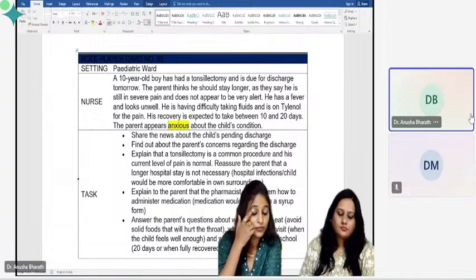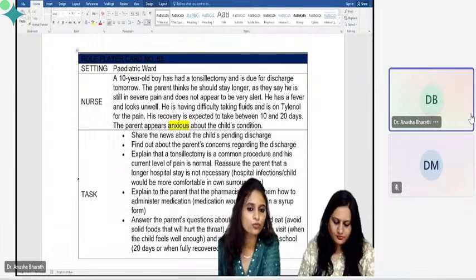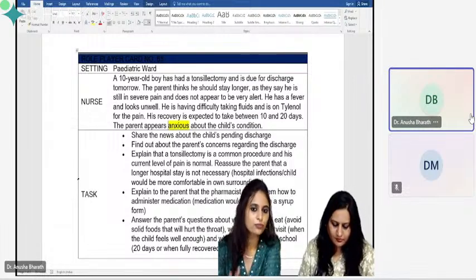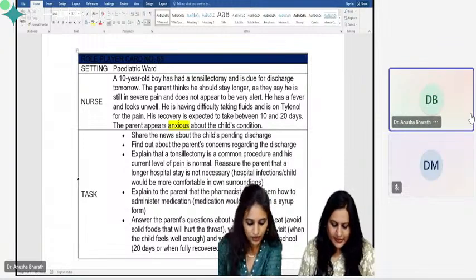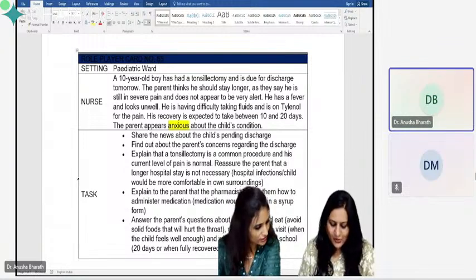So the criteria here would be to put it in proper, meaningful sentences, so that the parent or the patient themselves are able to understand what you're saying. Yes.